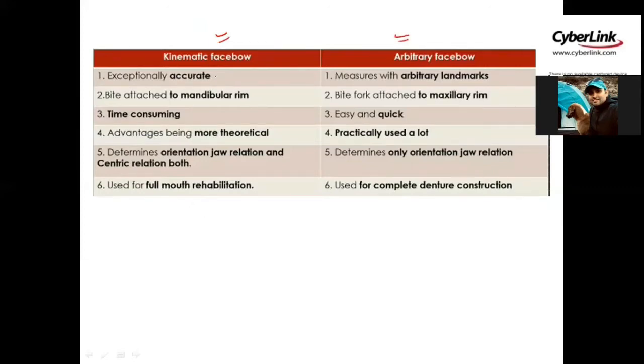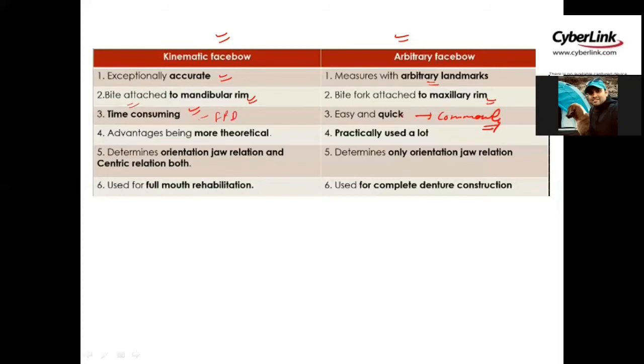So in kinematic FACEBOW, we will get accurate readings, accurate orientation of maxilla, right? In case of arbitrary FACEBOW, we measure arbitrary landmarks. In case of kinematic FACEBOW, the bite fork is attached to mandibular rim, whereas in case of arbitrary FACEBOW, bite fork attached to maxillary rim. It is time consuming. That's why we will use it in case of full mouth rehabilitation and FPD, right? It is easy and quick. That's why it is used very commonly, right?